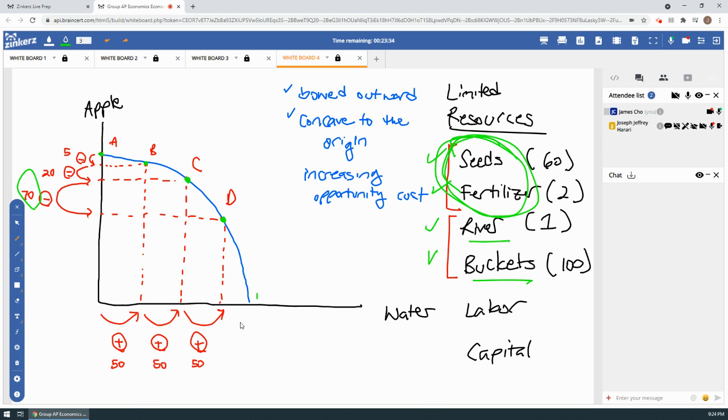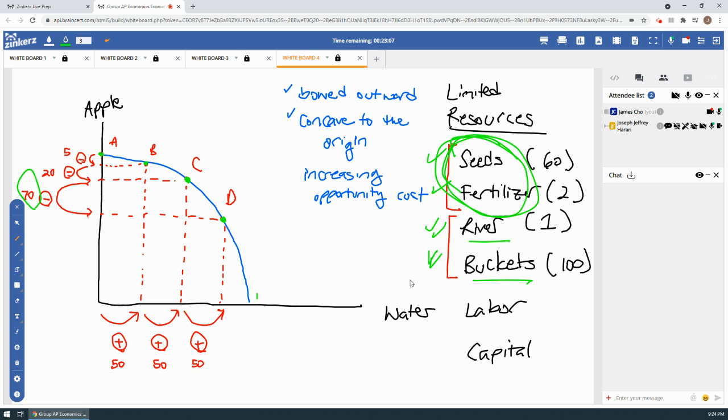But as you start to produce more and more apples, you've pretty much used up all the seeds and the fertilizer. Now you're going to have to start moving over the river and the buckets for your apple production, and that's going to start to hurt your water production a lot. So that's the idea of increasing opportunity costs. That's the reason why we have this bowed outward PPF curve.